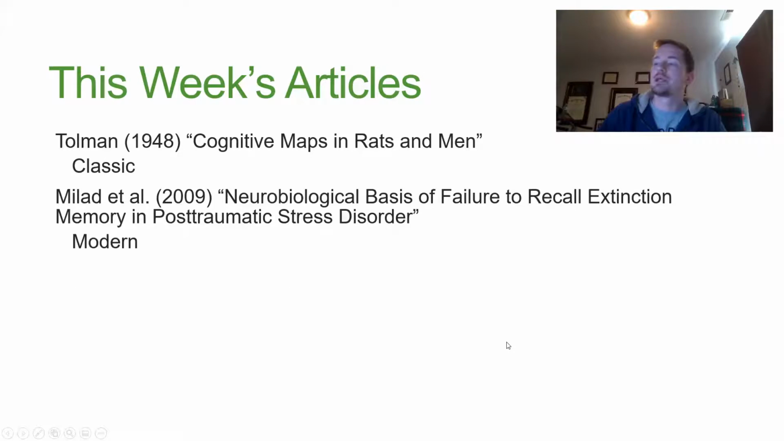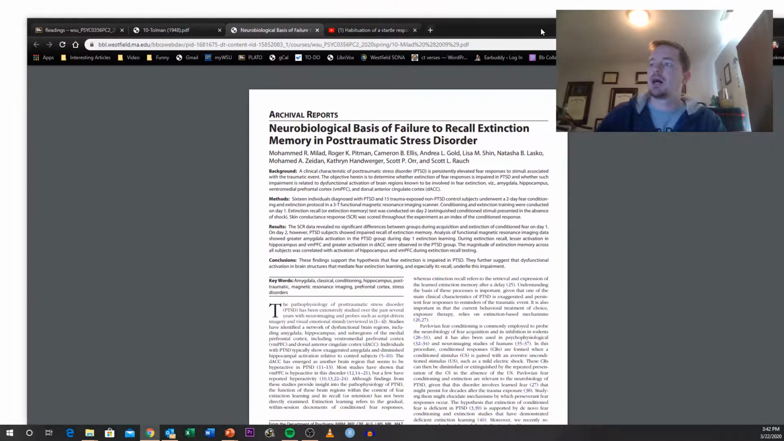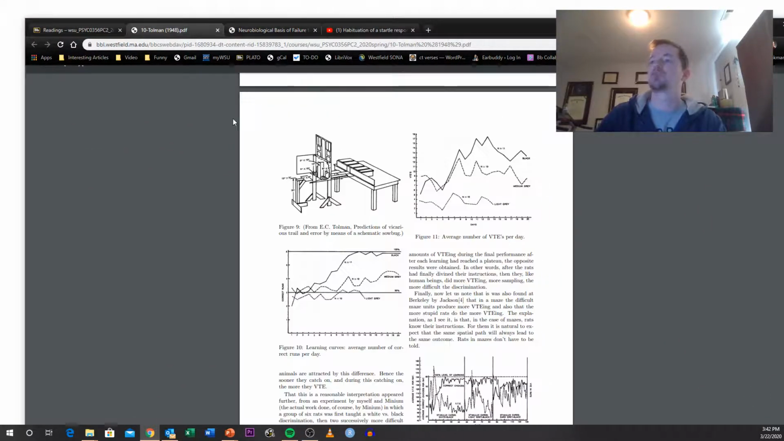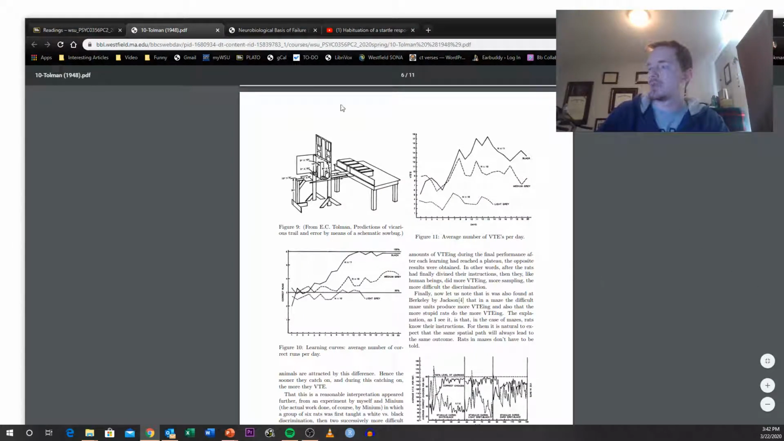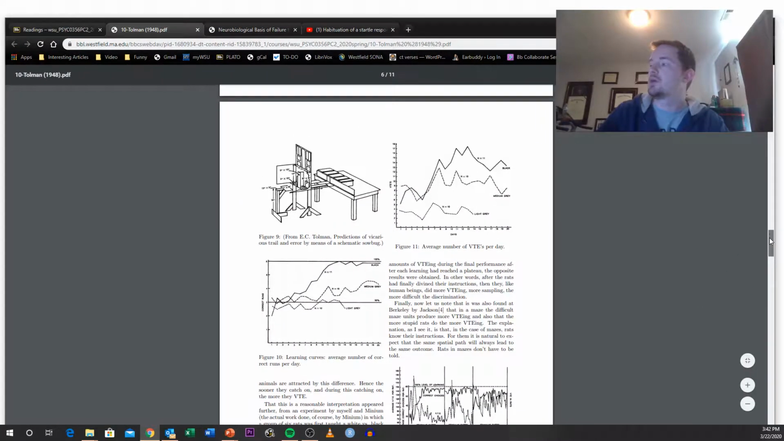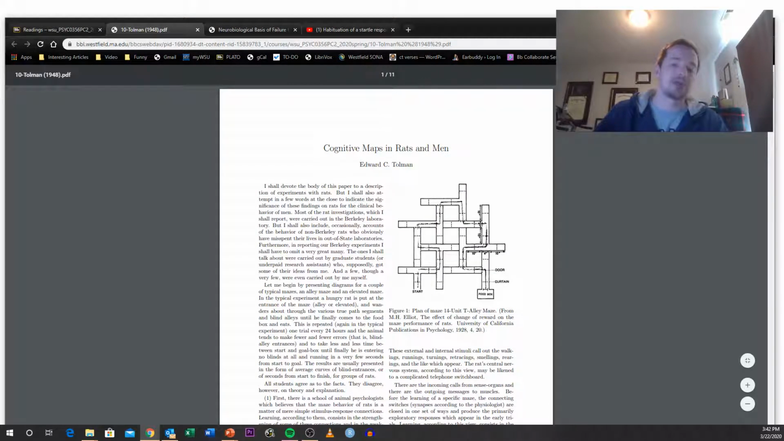So, before we get into too much about that, I want to quickly introduce this week's articles. So we have 2 articles. I'm going to quickly show them to you. The first one is actually going to be this one, which is Edward Tolman's pivotal 1948 article, Cognitive Maps in Rats and Men.